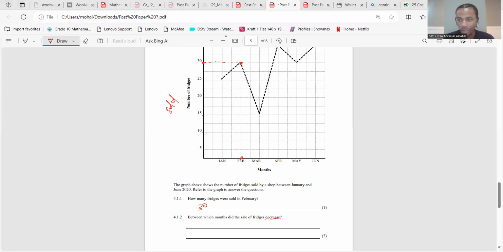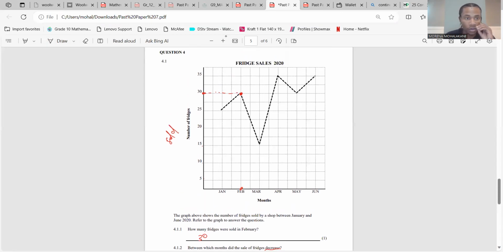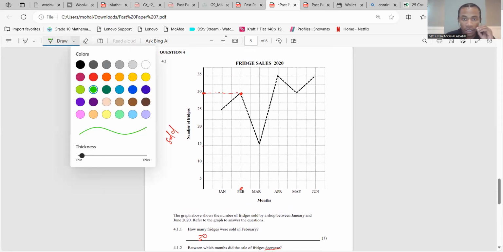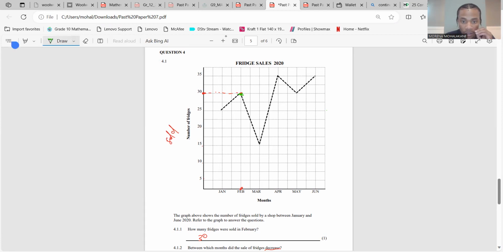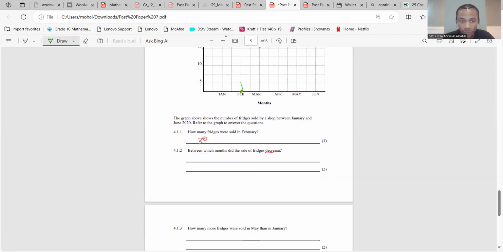Okay, so I'm going to look at decrease. Decrease means that it started at the top, then it went below. We're going to look at the graph where it started at the top, then it went below. So here, that is Feb. If we're going to March, it started at the top, then it went below. So it's going to be between Feb and March.